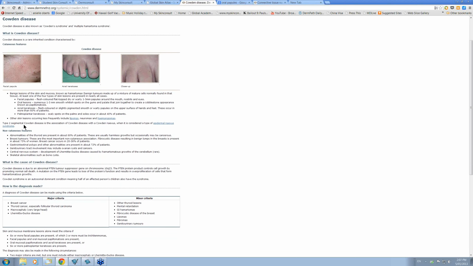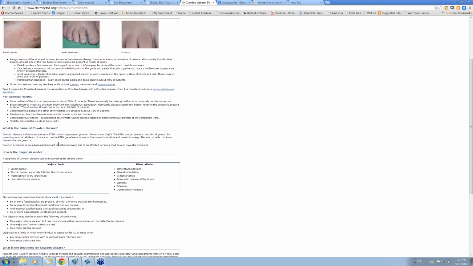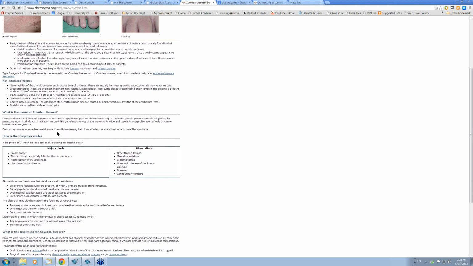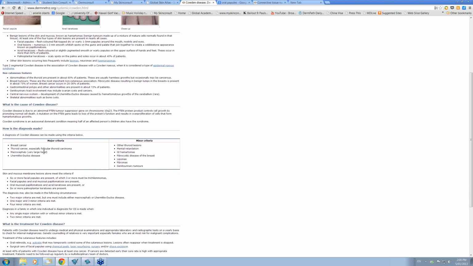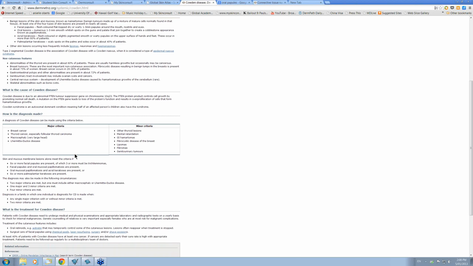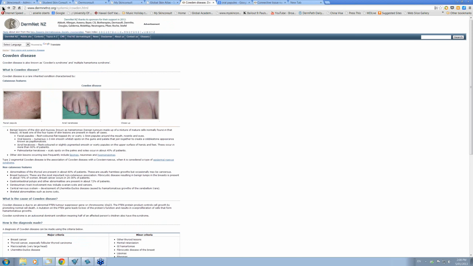Then we've said here type 2 segmental Cowden's is considered a type of epidermal nevus syndrome. So it goes into the various gene defects that are involved in Cowden's and help to explain the other tumors that they may get, breast and thyroid being the ones you commonly have associated with Cowden's. So I'll have a quick read through that again afterwards as well.